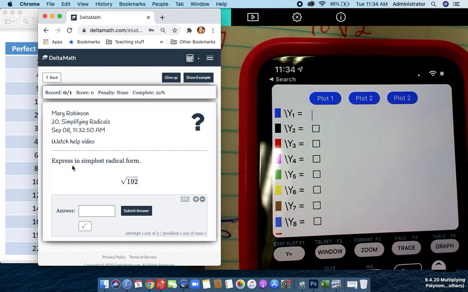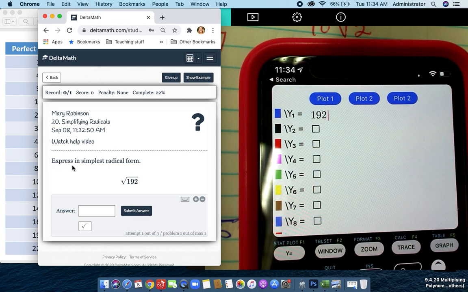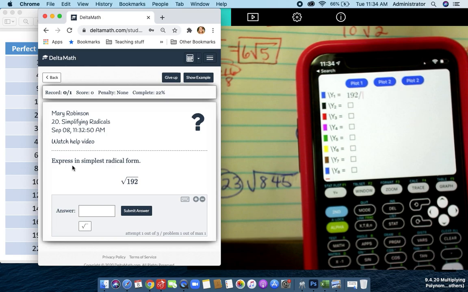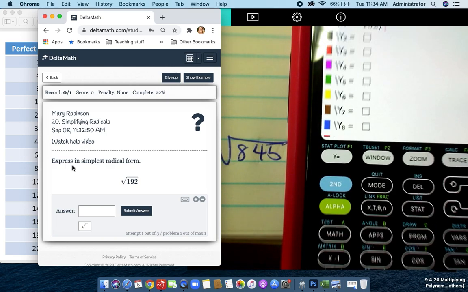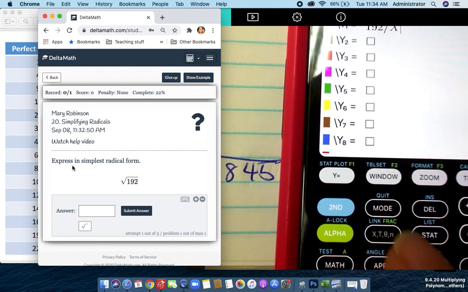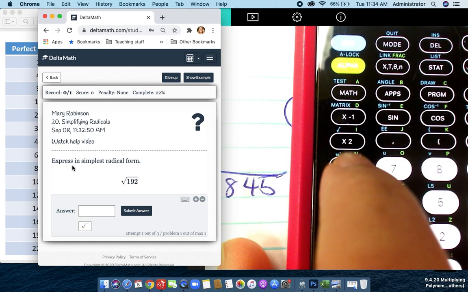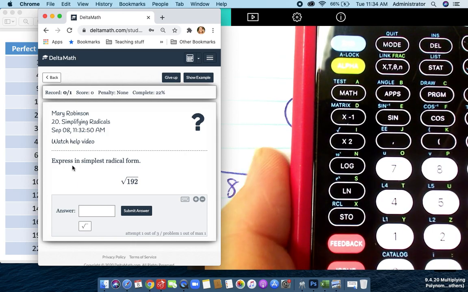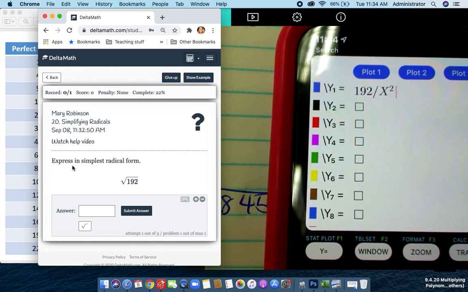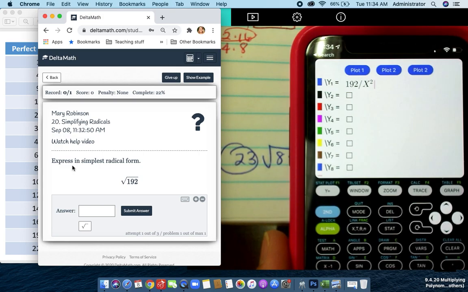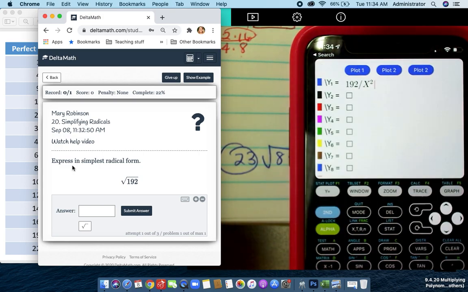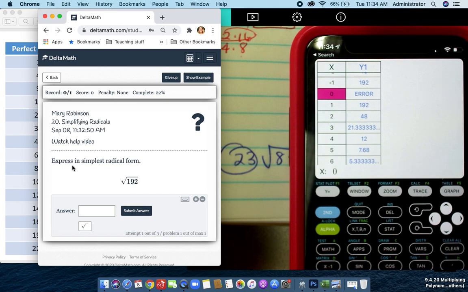So again, I'm going to type in 192 divided by x, this x to the right of the green button. So divided by x, and then I'm going to hit this squared button here that says x squared. So it should look like that, 192 divided by x squared. Now I want to look at my table, because anything in y equals has a table. Table's right here above the word graph, so I'm going to hit second graph.